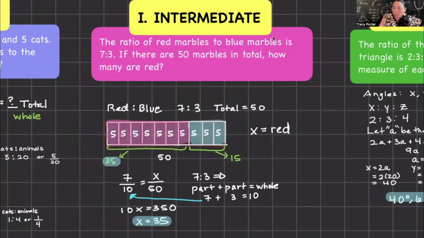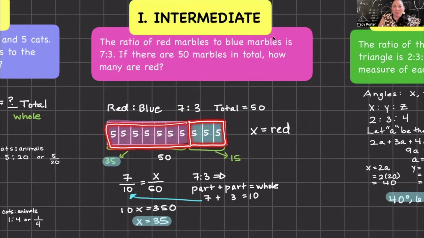But then I knew 3 of those parts had to be blue marbles, and 7 of the parts had to be red marbles. Now, it does say in the question that the total of the marbles is 50.